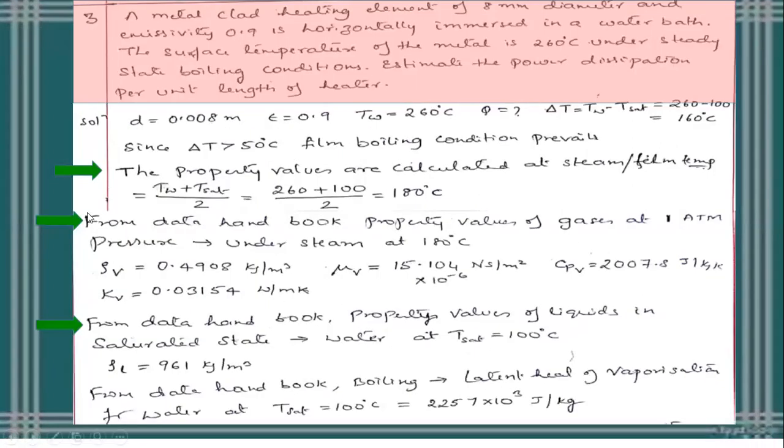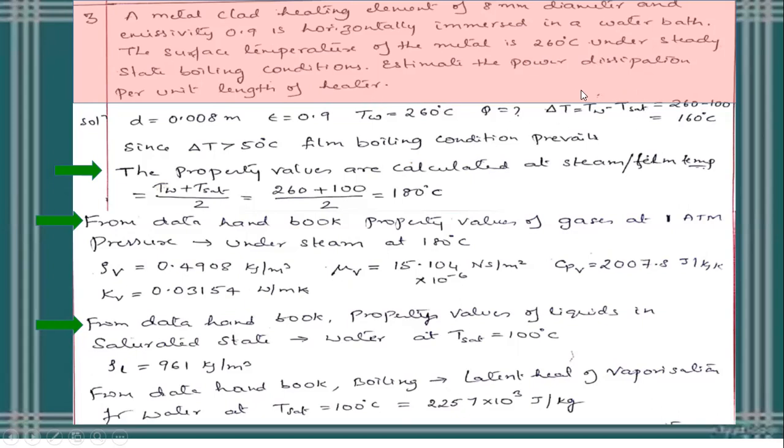Okay, we'll go to the next problem. Here it is a metal clad heating element given with a diameter of 8 mm, and the emissivity value is given. Emissivity value comes in film boiling. Emissivity is given as 0.9 and it is horizontally immersed in a water bath. The surface temperature of the metal is given as 260 degrees centigrade. This is the wall surface temperature. Under steady state boiling conditions, estimate the power dissipation per unit length of the heater.